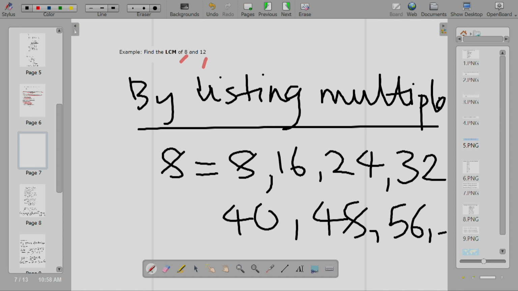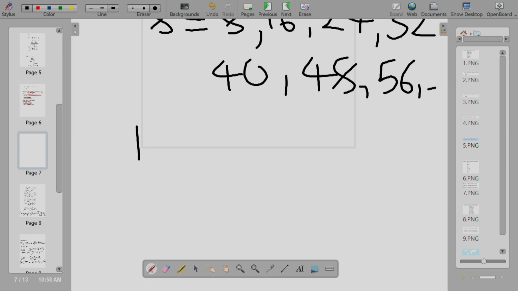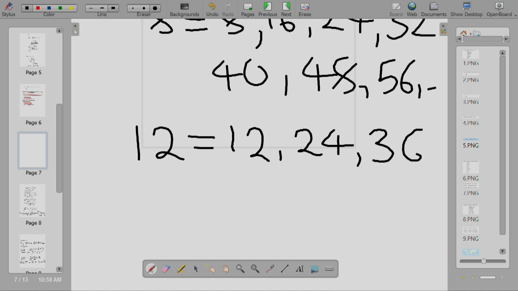Also, the multiples, not factors, sorry, the multiples of number 12 are 12, 24, 36, 48, and continue.